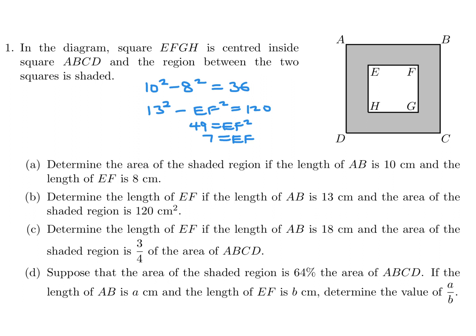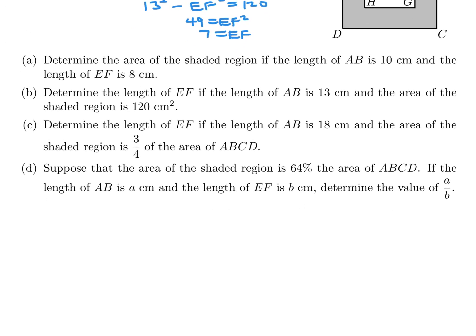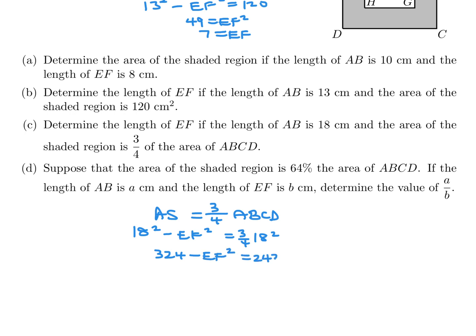Determine the length EF if the length AB is 18 and the area of the shaded region is 3/4 the area of ABCD. Alright, so a little bit different this time. This would be that the area of the shaded region, AS, is 3/4 of ABCD. So then the AS would be 18 squared minus EF squared. And that is 3/4 times 18 squared. And that would be 324 minus EF squared is 243. And therefore EF squared would be 81, and therefore EF this time is 9.